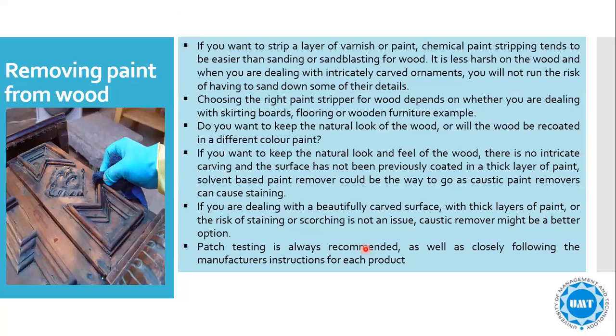So, if you're going to remove paint from different surfaces, first we're going to talk about how to remove paint from wood. If you want to strip a layer of varnish or paint, chemical stripping tends to be easier than sanding or sandblasting for wood. It is less harsh on wood, and when you are dealing with intricately carved ornament, you will not risk having to sand down some of their detail.